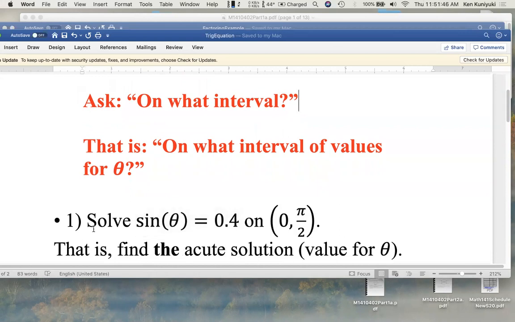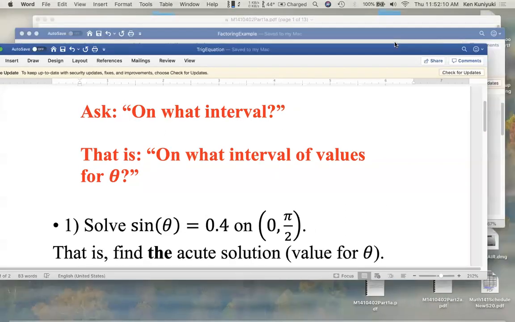Remember, your answer to a solve an equation problem is a solution set, and I claim that you will only get one acute solution. We will have a solution because 0.4 is a legitimate sine value. It's in the range. If we had a 2 or a 3 here, then the solution set would be empty. But here we will have one acute solution.